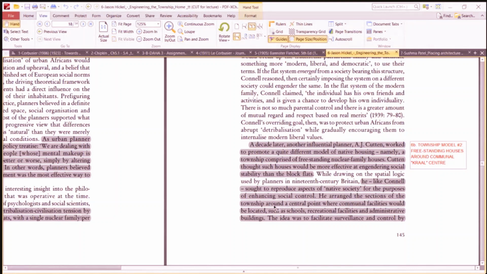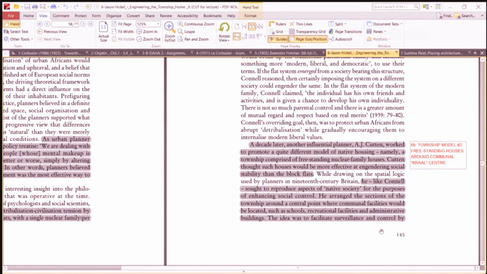And then these townships were arranged around a central point where communal facilities would be located, such as schools, recreational facilities, administrative buildings, right? So all your townships are like this. If you've lived in Soweto, in Johannesburg South, or you visited Soweto, it's like this. It is a single nuclear family, independent dwellings, generally speaking. And then you have these little centralities where there's a park and a community hall and a church or a school around that center. Much of it is like this, right?